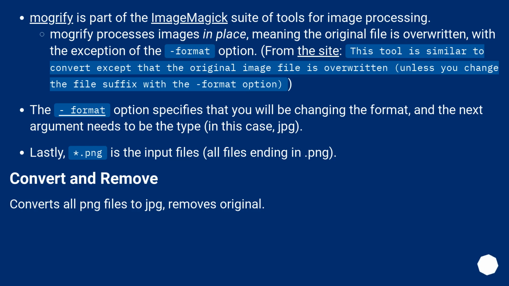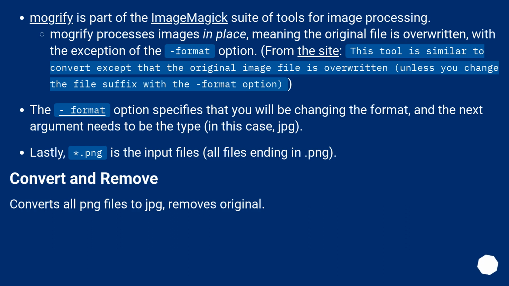The -format option specifies that you will be changing the format, and the next argument needs to be the type, in this case, JPG. Lastly, *.png is the input files, all files ending in png.